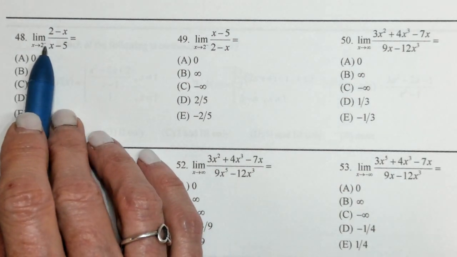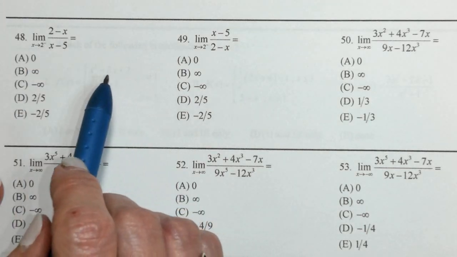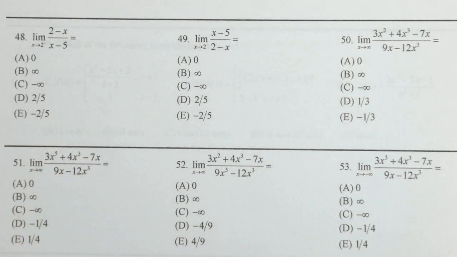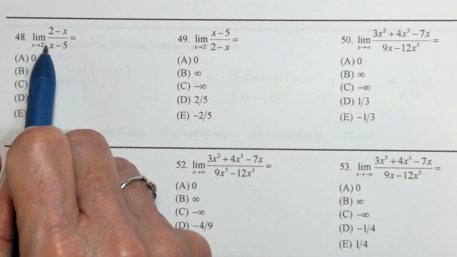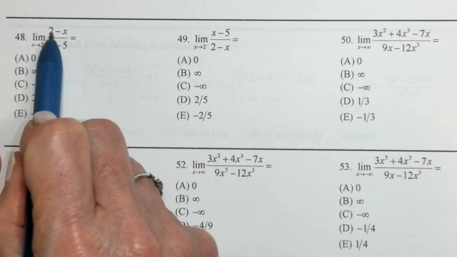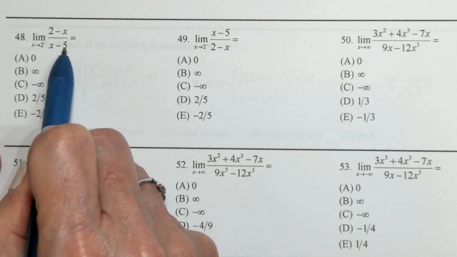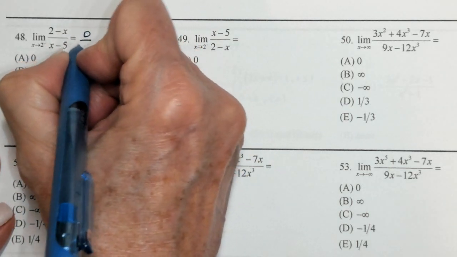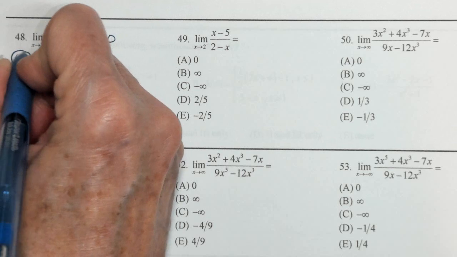Here in number 48 we have a one-sided limit. We're approaching 2 but only from the left. Alright? So let's see what we get here. I'm going to begin by just doing what I always do, which is just plug in that value. 2 minus 2 is 0. 2 minus 5 is a negative 3. So this is 0 over negative 3, which is 0. It doesn't matter that we were coming from the left on that one. This is just 0. A is the answer.